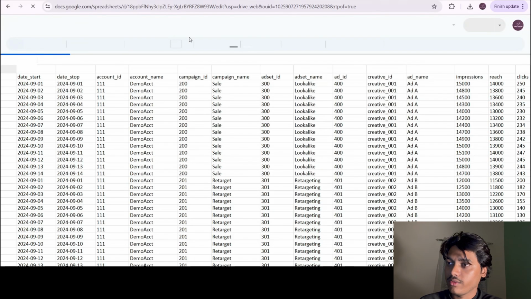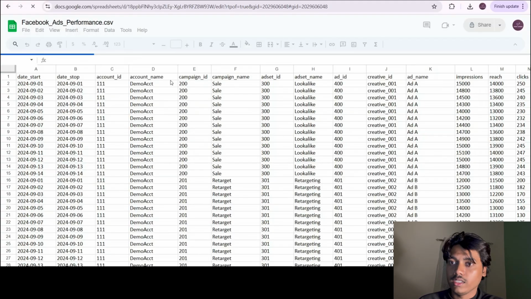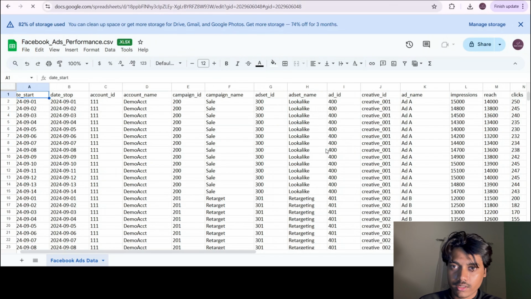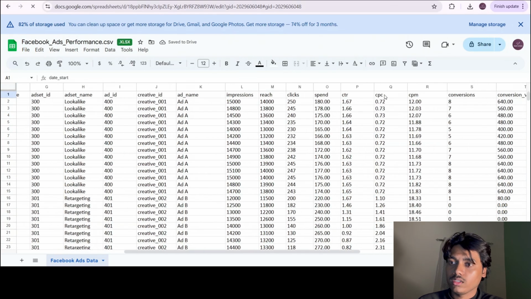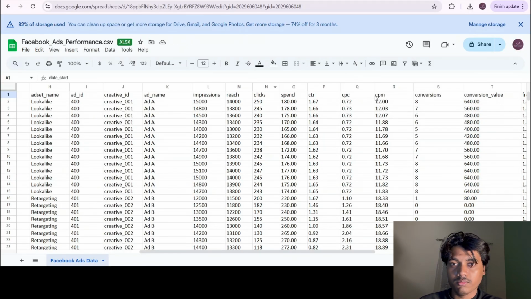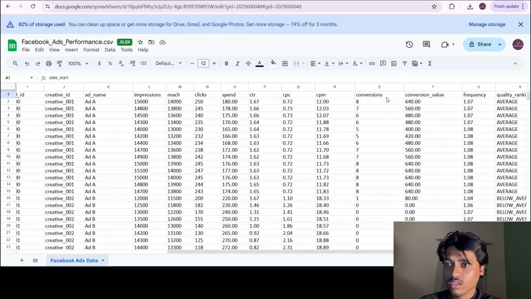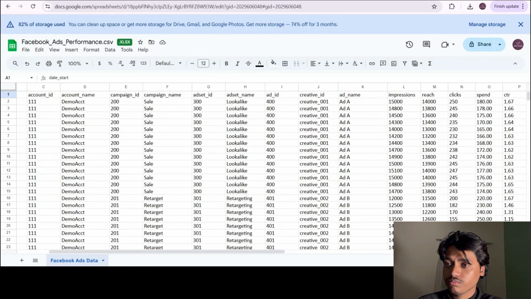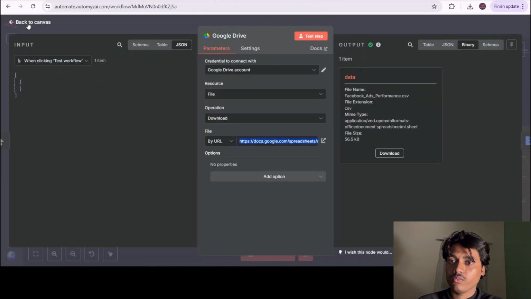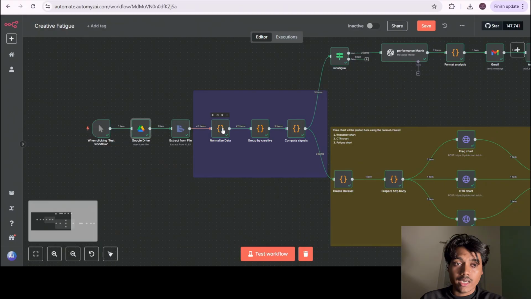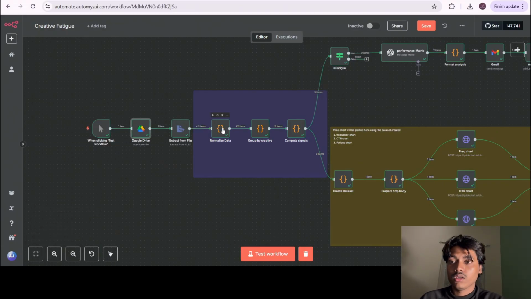So this is the Excel. It has all the information. It has the CTR, CPC, then the frequency, and all the information which is needed: clicks, impressions, CTR, CPC, CPM, conversion, frequency, then quality, and so on. This is the Excel which we are using as mock data. Firstly, we referred to that data from the Google Drive. We downloaded that. In the next step, we extracted the Excel. Then after that, we are normalizing that data into the required format.